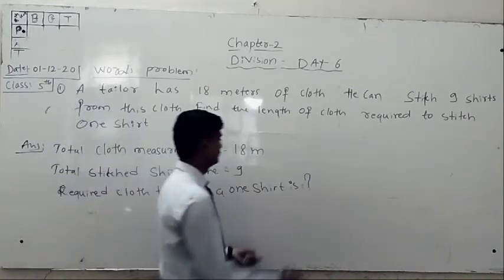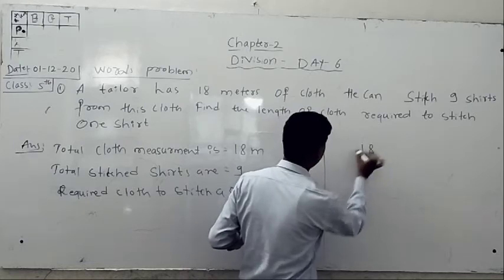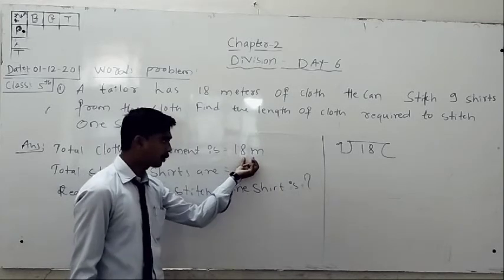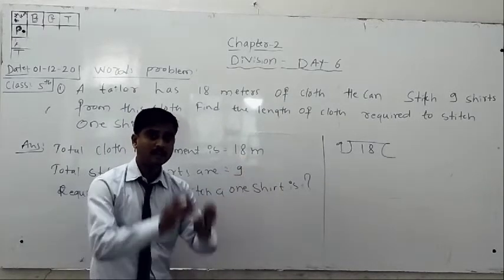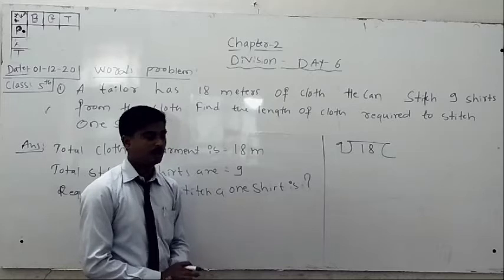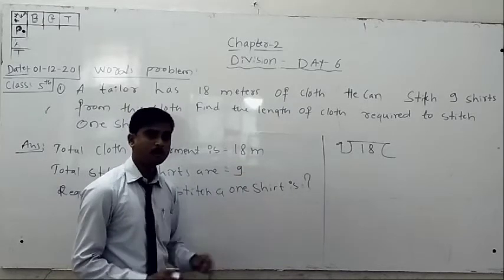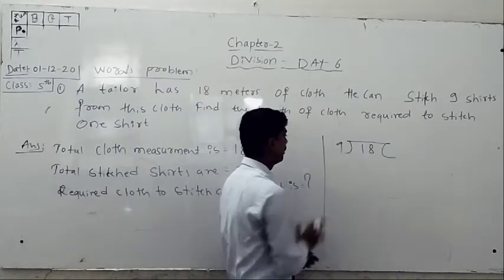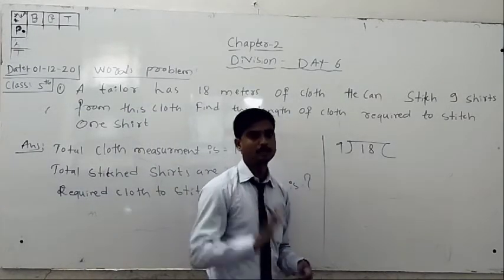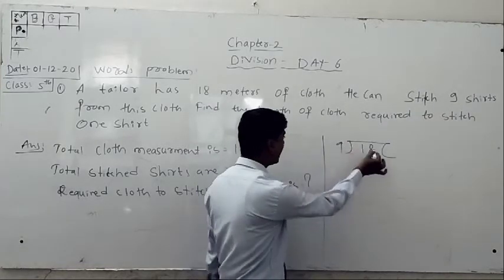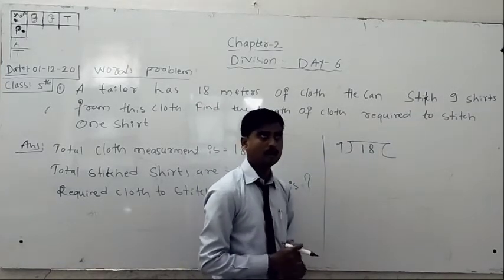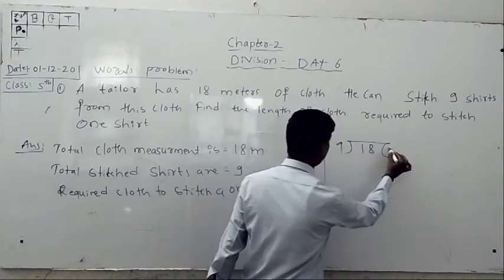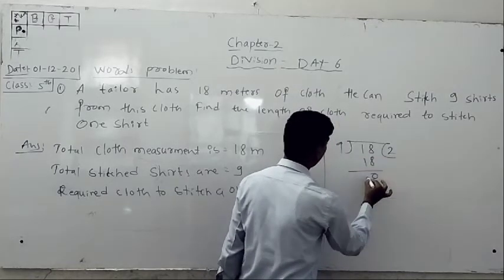You should write here 18 divided by 9, because 18 meter cloth and you have to divide it equally into 9 parts. Then you have to do division. Divide means division only. Okay, 9's table, 18 is there or not, you have to check. Sir, 9 1s are 9, 9 2s are 18, sir. 18 is there, sir. Okay, 9 2s are 18, 0 0.